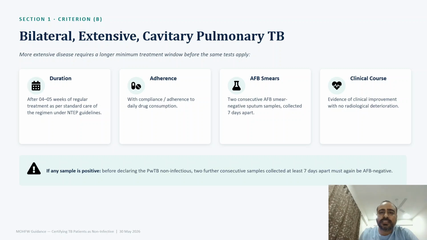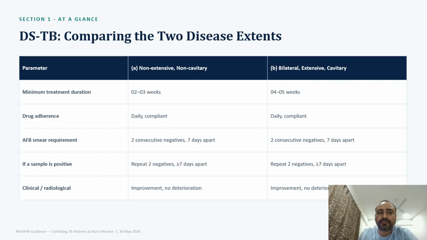Coming to bilateral extensive cavitary pulmonary tuberculosis, here the duration goes from 2 to 3 weeks to 4 to 5 weeks. Adherence should be there. Two consecutive AFB smear negative samples should be collected, that should be 7 days apart. And there should be evidence of clinical improvement with no radiological deterioration.